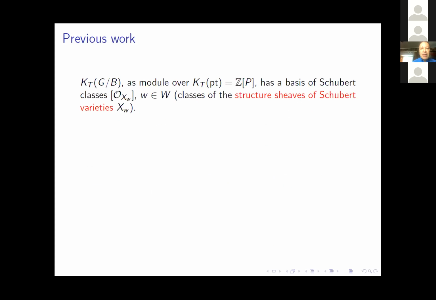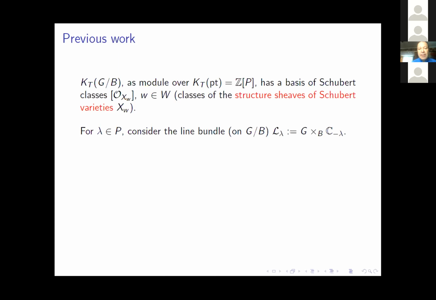So let me mention some previous work. First of all, how does the Chevalley formula look in K-theory? Think of K-theory, or torus-equivariant K-theory, of the generalized flag manifold G mod B as a module over the equivariant K-theory of a point, which is identified with this group algebra of the weight lattice. So this K-theory of G mod B has a basis of Schubert classes indexed again by elements of the Weyl group. And technically, these are the structure sheaves of Schubert varieties X_w. So they will be denoted like shown here.